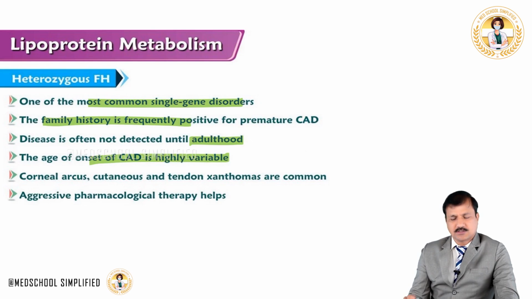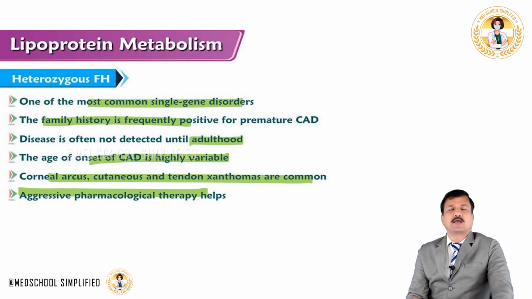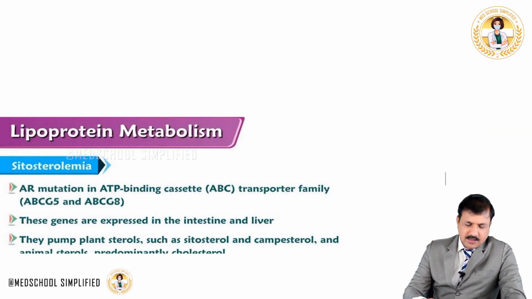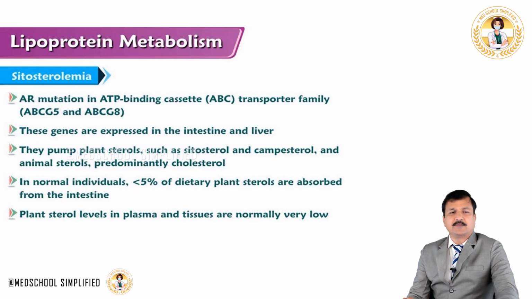Corneal arcus, cutaneous and tendon xanthomas are seen, and again aggressive pharmacological therapy will help to decrease development of coronary artery diseases. So that's about heterozygous familial hypercholesterolemia. Coming to the next disease, that is called cytosterolemia.